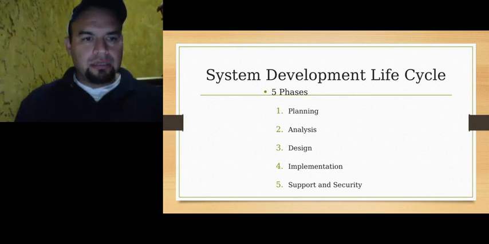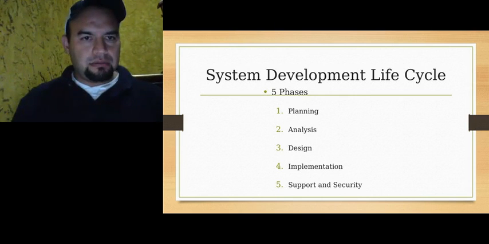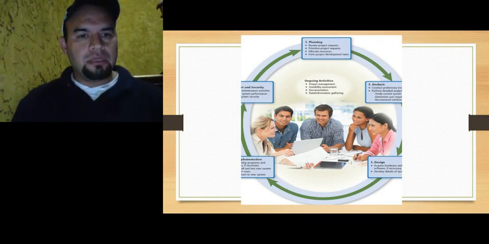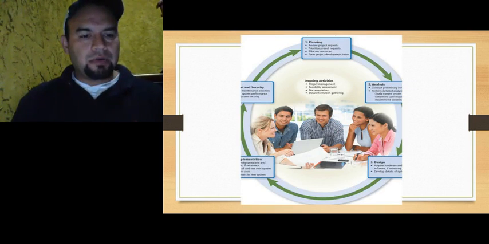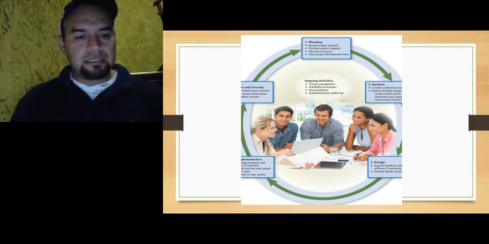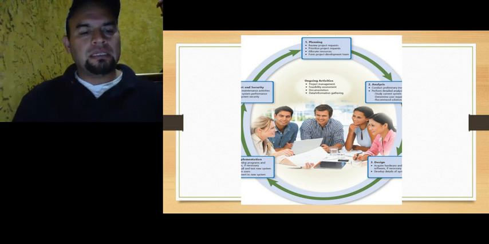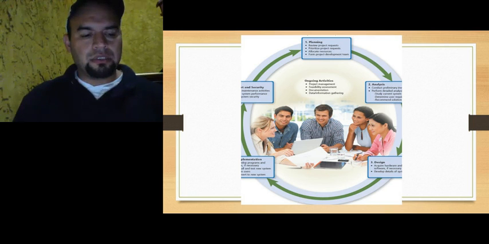Now, phase 1. Phase 1, planning, entails project requests, prioritizing projects, allocating resources, and forming a project development team. In phase 2, analysis, you will conduct a preliminary investigation and perform a detailed analysis of activities such as studying the current system, determining user requirements, and recommending a solution.